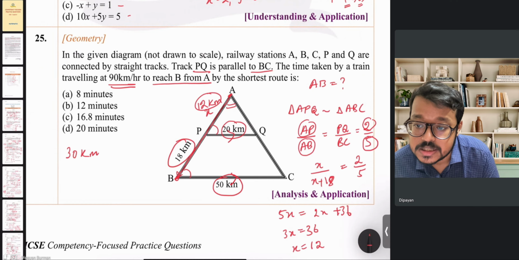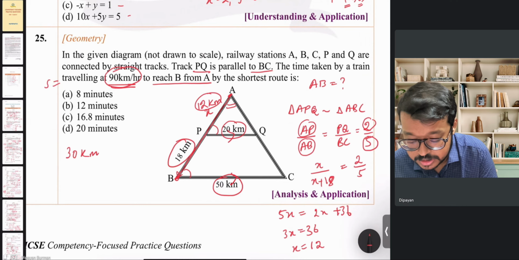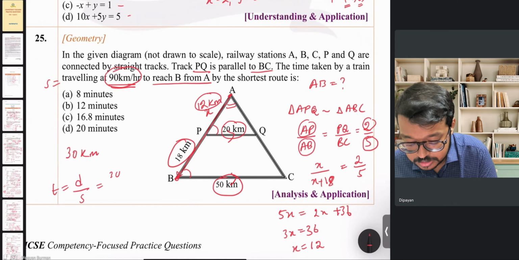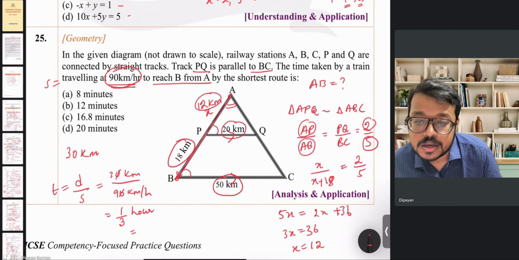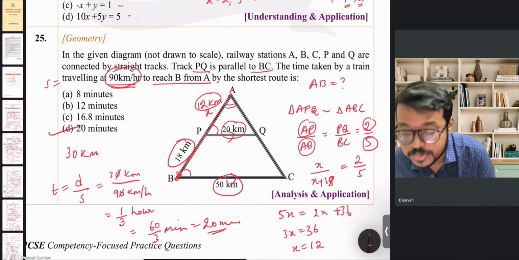So distance is 30 kilometers, speed is 90 kilometers per hour. So we know that time is distance by speed. So distance 30 kilometers by speed 90 kilometers per hour. So it is 1 by 3 hour, and 1 hour has 60 minutes, so this is 60 by 3 minutes, which is 20 minutes, and option D is correct.